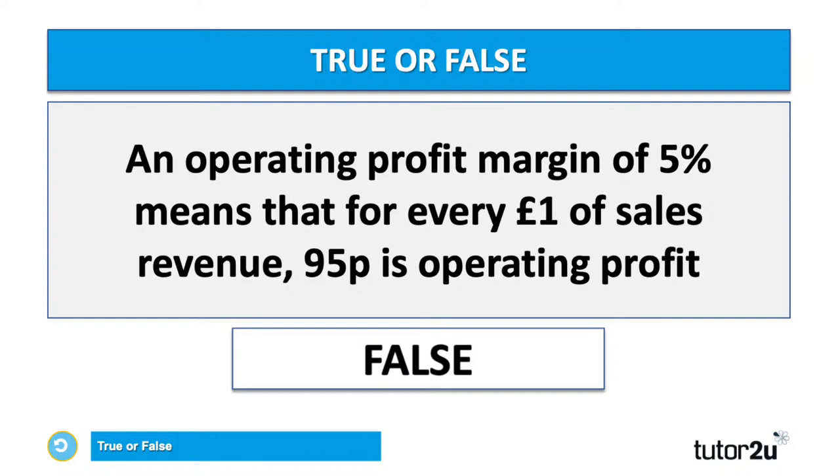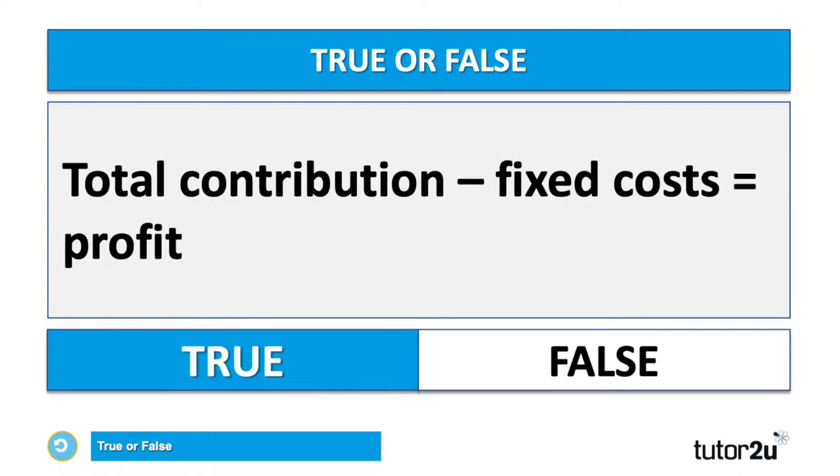One more true or false. Total contribution minus fixed costs equals profit. Is that true or is it false? Simply give us a T or an F in the chat window, please.